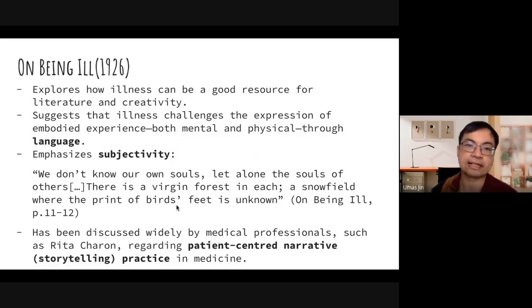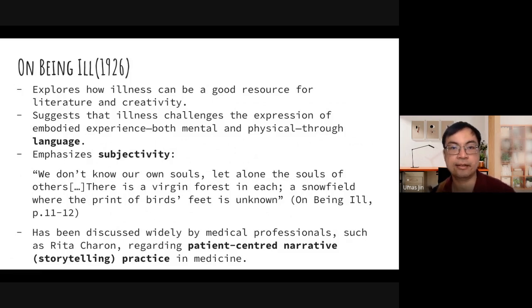What she means is that doctors tend to talk about your illness and describe what your illness is, but actually you are the only one who understands your illness, and it is the only thing that you can experience yourself. So it talks about subjectivity. This is you. This is your experience, not others'. And this essay has been discussed widely by medical professionals, such as Rita Charon, regarding patient-centered narrative or storytelling practice in medicine.